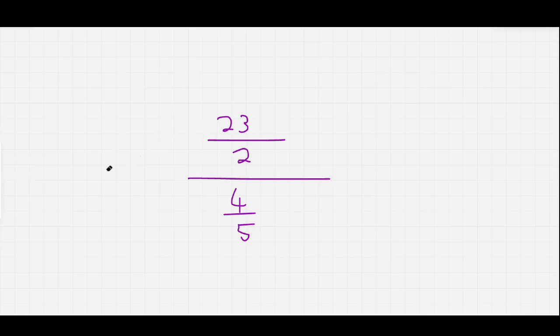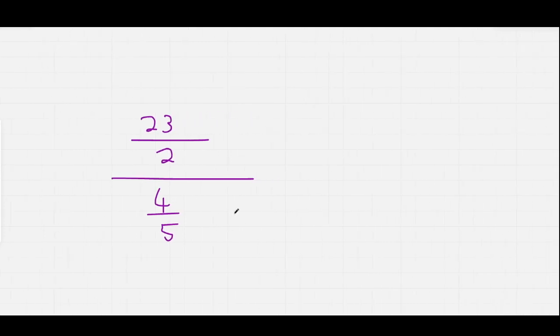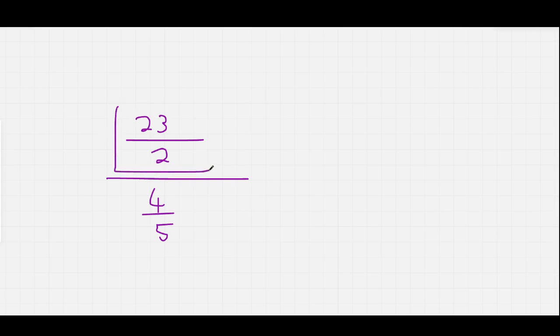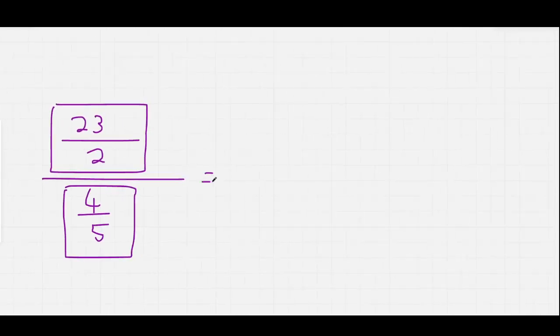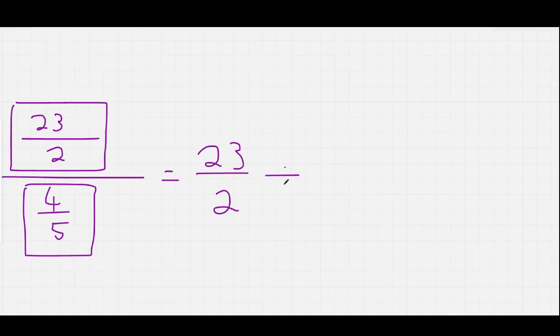If I look at this, what I think is going to be the easiest is to rephrase it. There's a fraction over here, and there's a fraction over here. I get uncomfortable when I see a fraction being divided by a fraction, so I rewrite it in a way that makes me more comfortable. I know that this is 23 over 2 divided by 4 over 5. So that's all I do. I write it as 23 over 2 divided by 4 over 5.